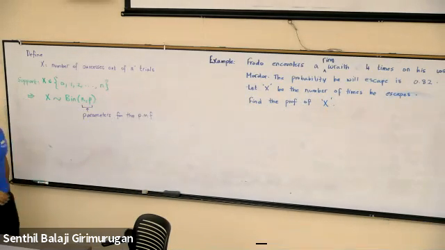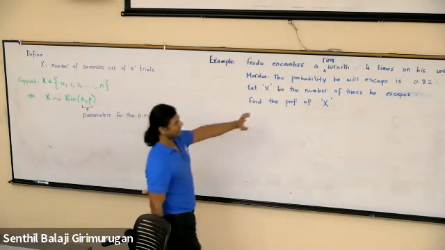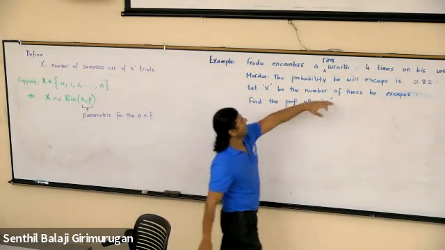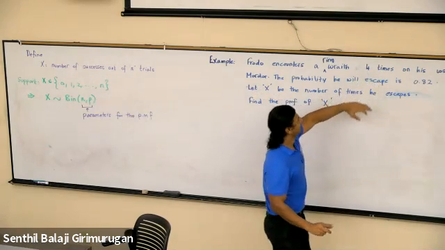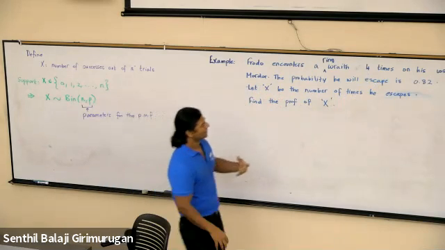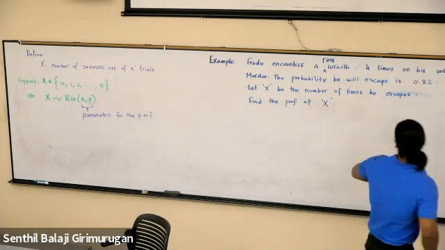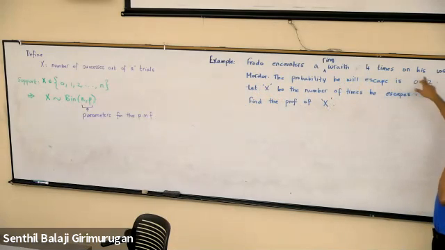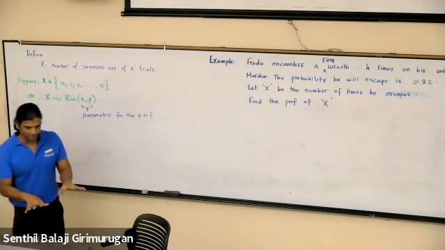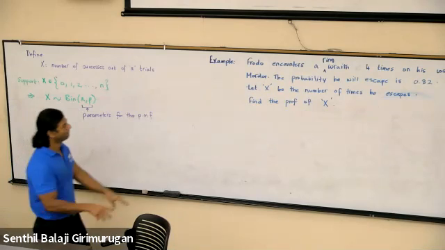So Frodo encounters a ringwraith. Do you guys know what I'm talking about? Lord of the Rings. You should. If not, you haven't lived life to your fullest. So Frodo encounters a ringwraith 4 times on his way to Mordor. The probability he will escape is 0.82. So 82% chance that he will escape, which simply means that Sam was there.